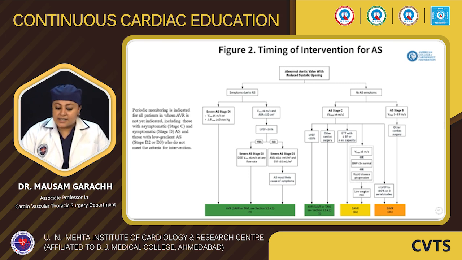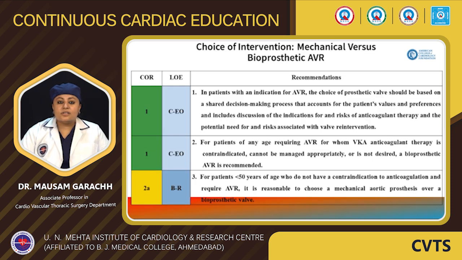If the EF is less than 60% on 3 serial studies, then we have to go for surgical valve replacement. Now stage B aortic stenosis, where the velocity is between 3 and 3.9 meters per second. If at all we are going for other cardiac surgery, then we should also go for aortic valve replacement. Now the choice of intervention, that is mechanical versus bioprosthetic AVR.